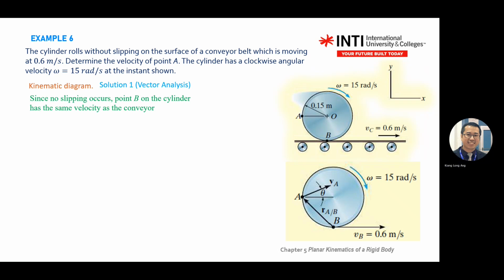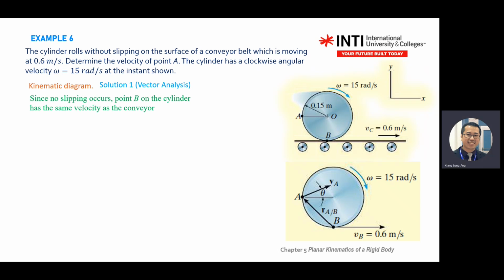Then you refer to A from B because you're focusing on point A, the velocity of A. So you have B. You draw vector B pointing to A because you want to find A. So you stand at B.